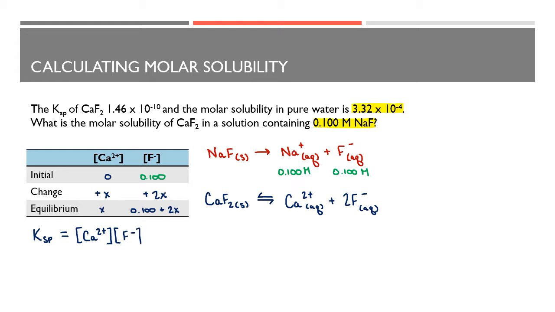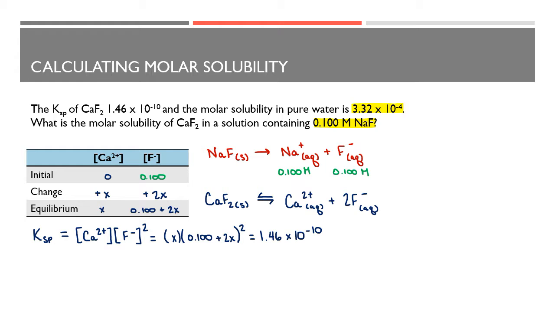Now remember, we have to raise this to the second power because the coefficient on the fluoride ions is 2 in that equilibrium equation. Now we're going to set that equal to whatever I have in my equilibrium ICE box. For the calcium ions, it's X, and for the fluoride ions, it's 0.100 plus 2X. And then I'm going to raise that to the second power because my solubility product expression had the fluoride ions raised to the second power. That's all going to equal 1.46 times 10 to the negative 10th, because that's the Ksp of the calcium fluoride.